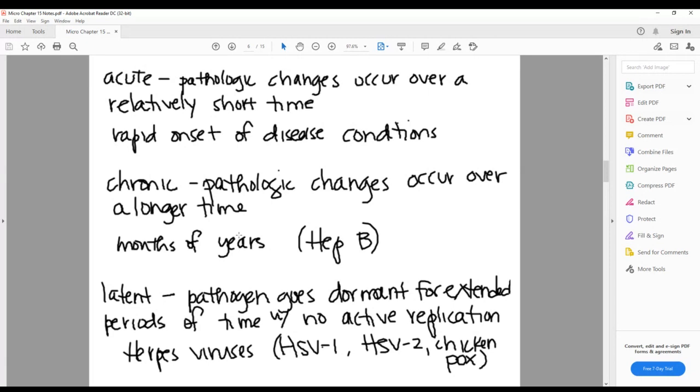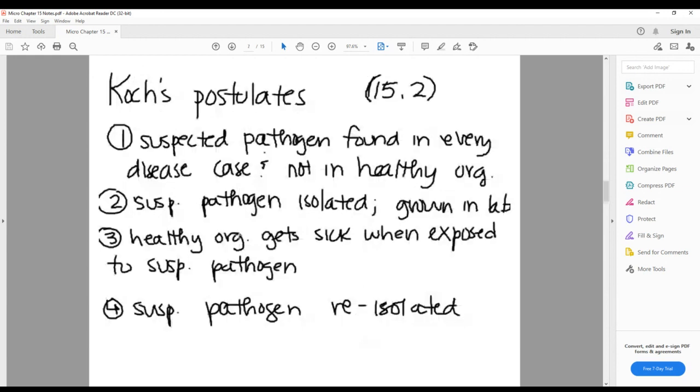So things like HSV-1, herpes simplex virus type 1, and type 2. Type 1 causes cold sores, type 2 causes genital herpes. Chickenpox, which we know can reactivate and become shingles. So the herpes viruses are notorious for remaining latent.